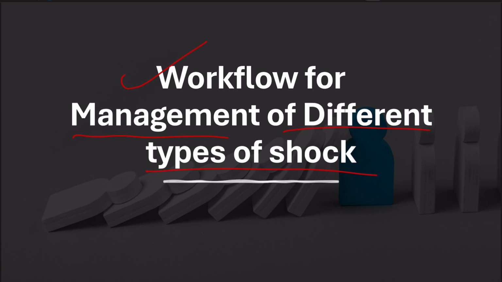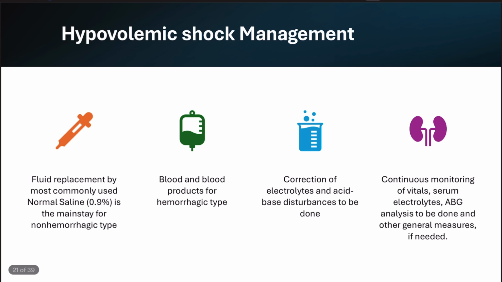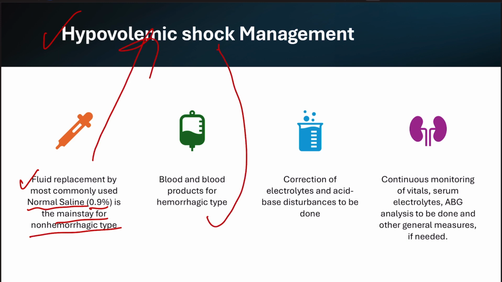Now let's discuss the workflow of management of different types of shock. We are going to discuss specific management for different types of shock. Under this, first we have the hypovolemic shock management. In this, first fluid replacement is done. Most commonly used is normal saline, that is 0.9% sodium chloride, and it is the mainstay for non-hemorrhagic type of hypovolemic shock. And in case of hemorrhagic type of hypovolemic shock, we are going to give blood or blood products.